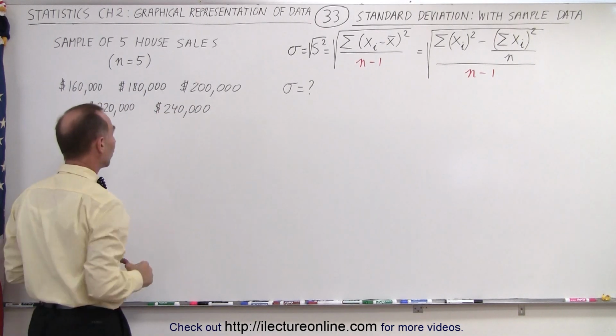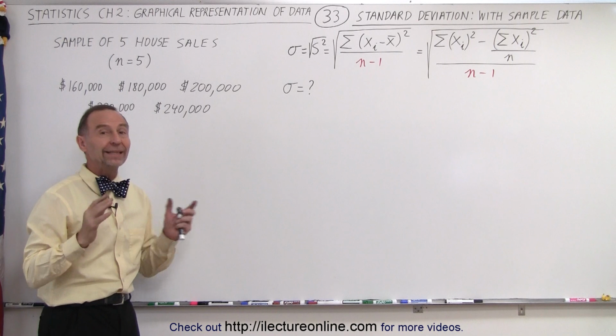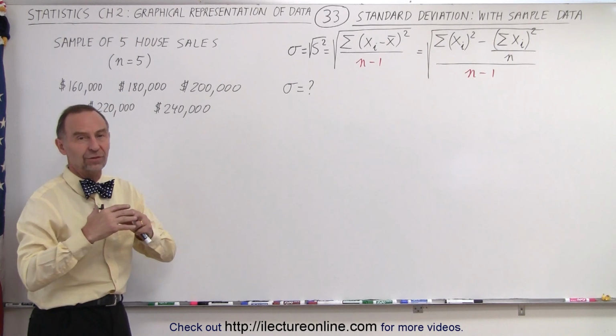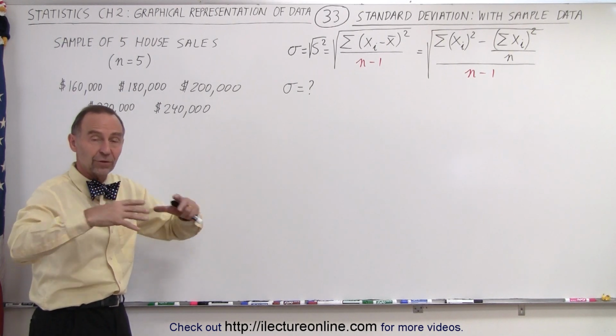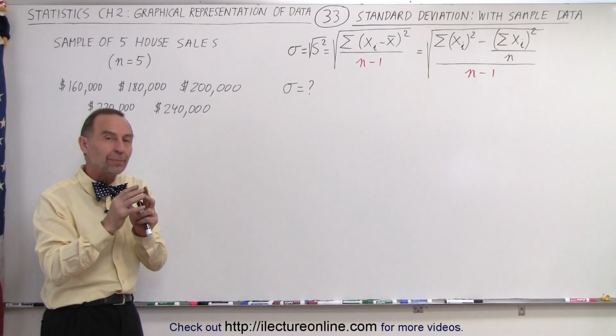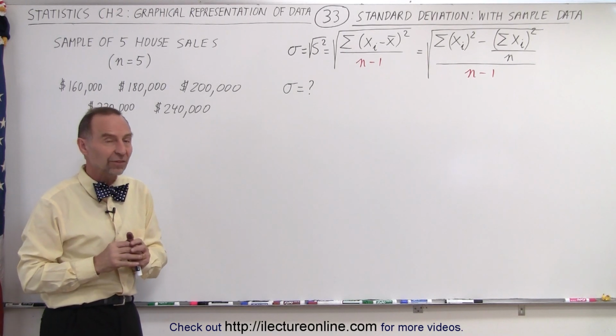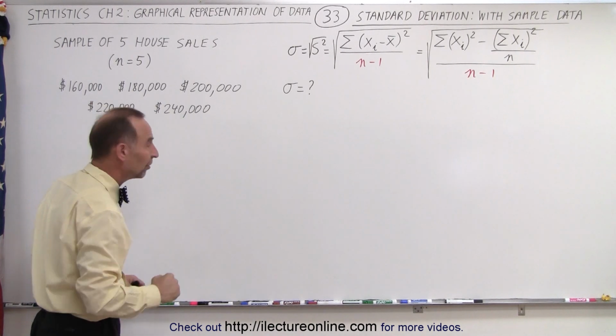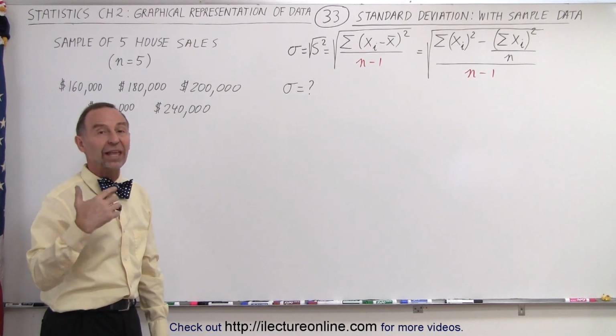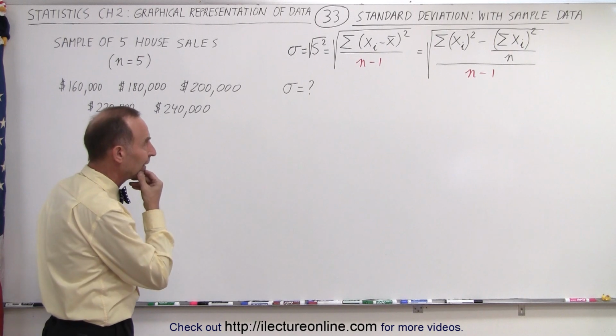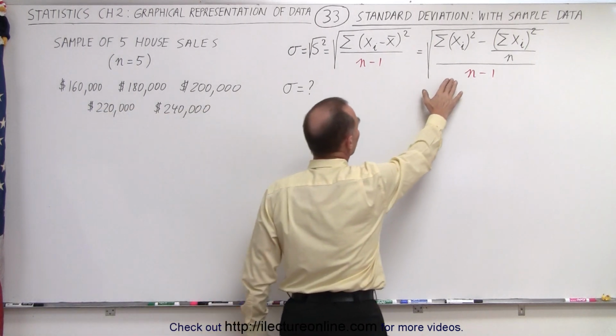Remember, we've seen this before, 5 houses sold, but in this case we're going to pretend that this is not the entire data set of a small town. This is a small sampling of a very large city. We randomly picked 5 houses within the city, we got their sale prices, and now we're going to try to find the standard deviation of that set. So let's use our second equation right here.